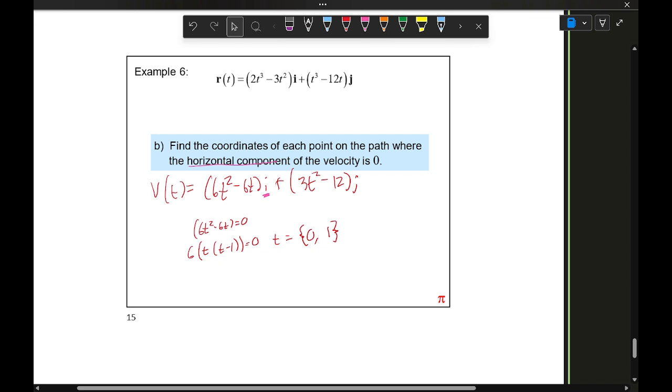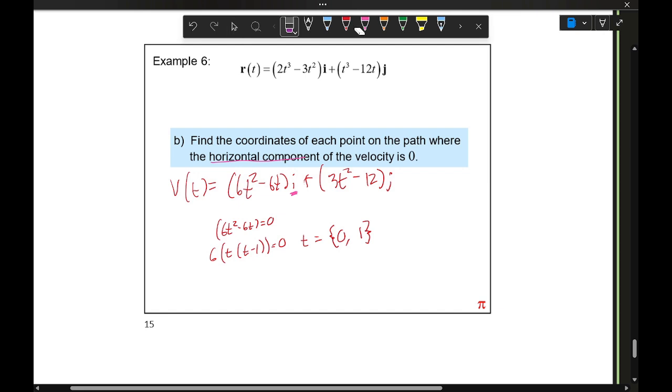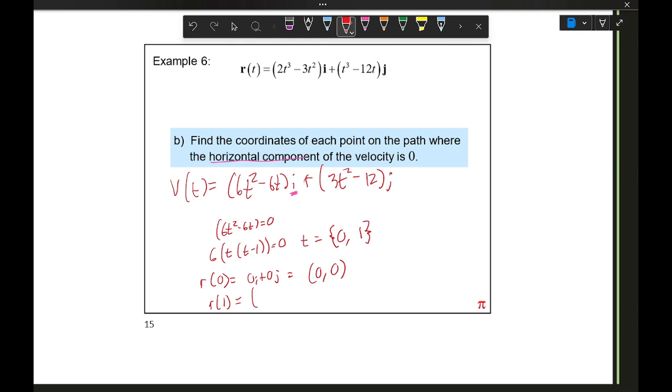And now that we have those two times where the velocity is 0, we just need to find the coordinates of both of those. So we can do r of 0 equals, that's just going to be 0i plus 0j, or 0, 0, and then r of 1 is going to be 2 minus 3i plus 1 minus 12j, which is just going to be -1, -11. And that is where the velocity is 0. All right, sweet.